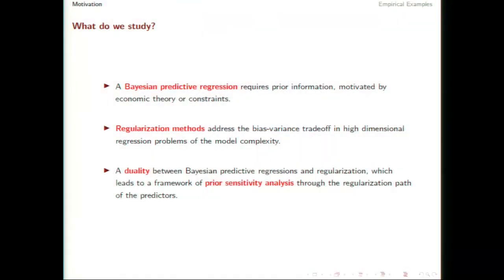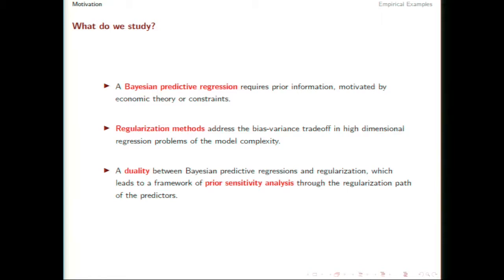Basically, on one side, all Bayesian studies require some prior information, which can be motivated by anything: economic theory, or any kind of constraints. However, for statistical regularization methods, we usually use adjusted R-square, AIC, BIC for model selection, especially high-dimensional model selection, to get a parsimonious model that maximizes out-of-sample prediction power. In this paper, we developed a duality to connect these two frameworks.